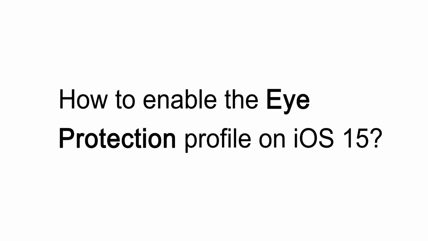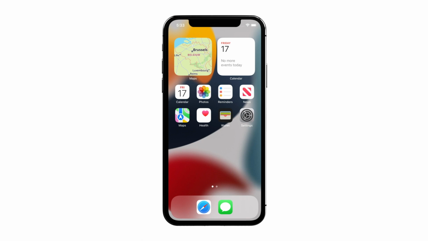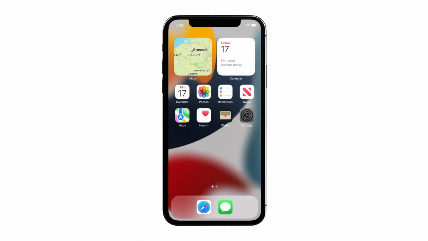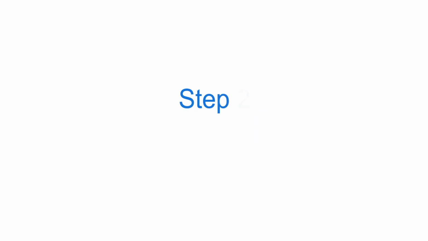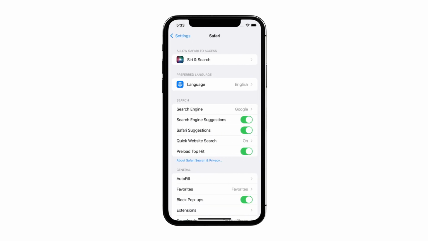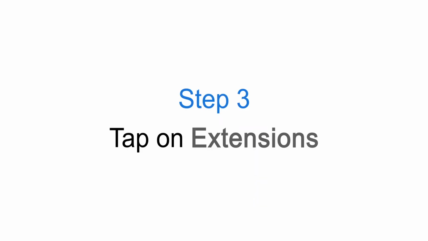How to enable the eye protection profile on iOS 15. Step 1. Open Settings app. Step 2. Tap on the Safari menu. Step 3. Tap on Extensions.